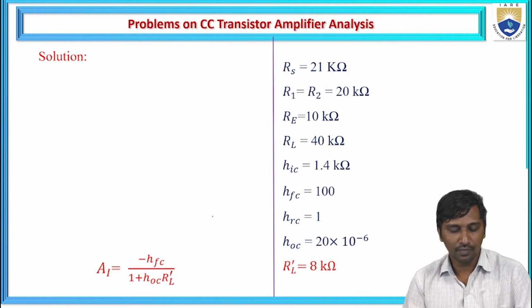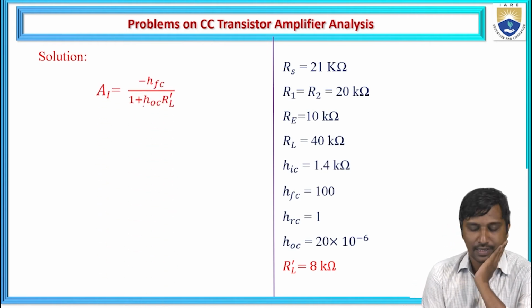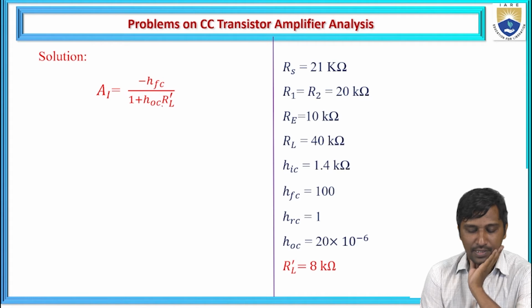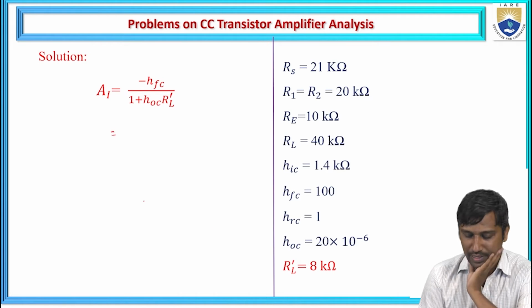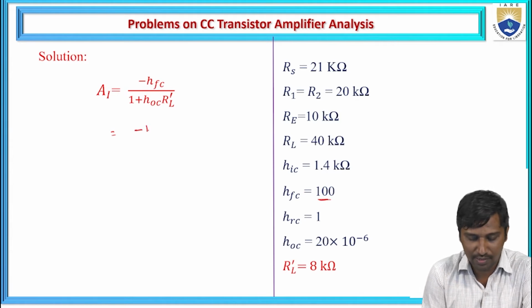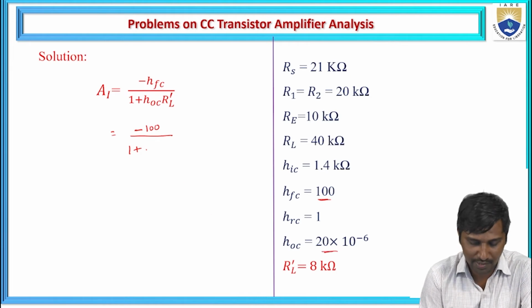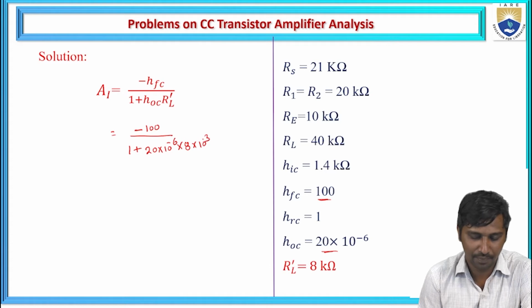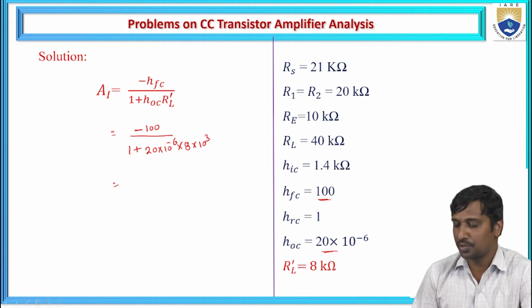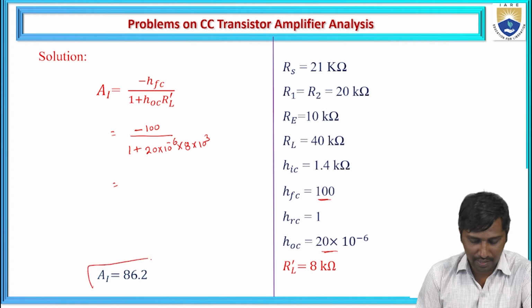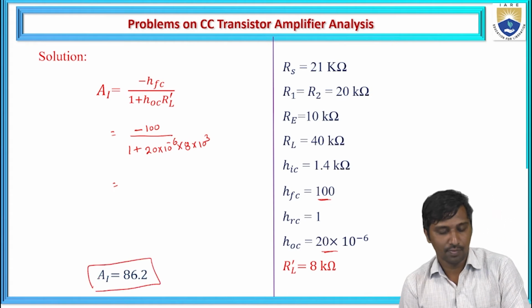Hence, this AI is represented as minus HFC by 1 plus HOC into R'L. If you observe, the HFC value is 100. So this is minus 100 by 1 plus HOC, which is 20 into 10 to the power of minus 6, and R'L is 8 kilo ohms, means 8 into 10 power 3. If you simplify this ratio, it gives that the current gain is 86.2.